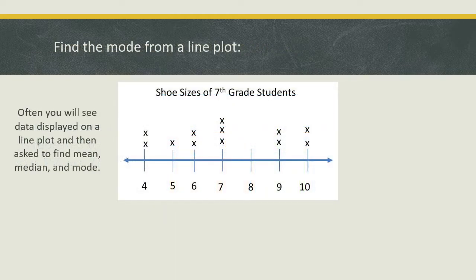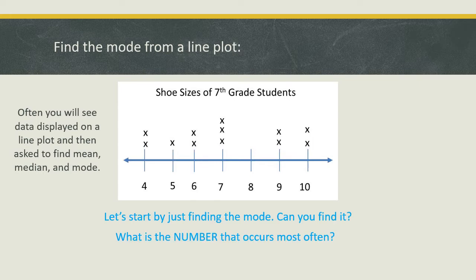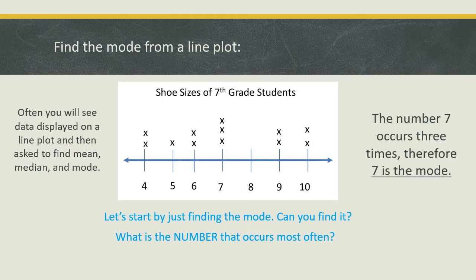So let's find the mode from a line plot. You guys remember line plot? Often you will see data displayed on a line plot and then asked to find the mean, median, and mode. But today let's just start by finding the mode. Can you find it? What is the number that occurs most often? If you said 7, you are correct. The number 7 occurs 3 times, therefore 7 is the mode.